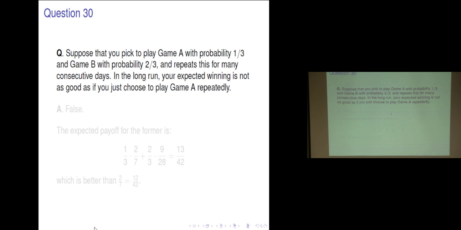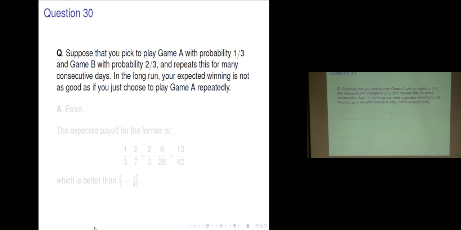Suppose you pick to play game A with probability 1/3 and game B with probability 2/3, and repeat this. When you do expectation, you only see the result in the long run. For a single game, it doesn't mean anything. So you have to use the law of large numbers. In the long run, things behave like the expected number. That's why the scenario says you have to repeat this for many consecutive days and years.